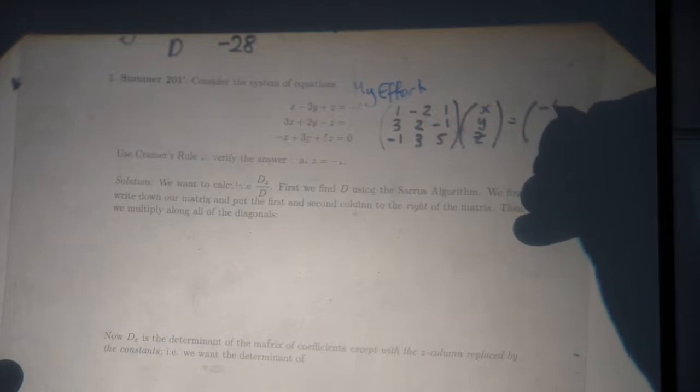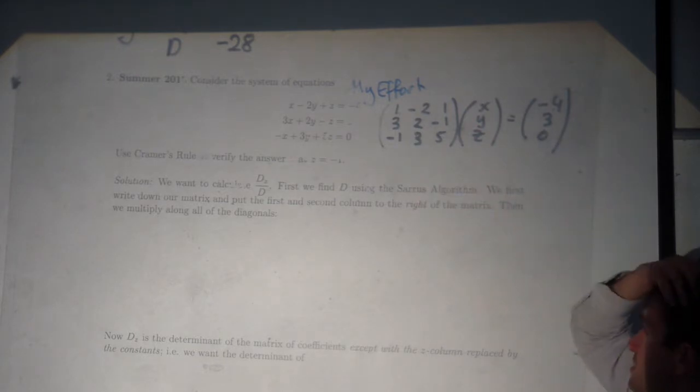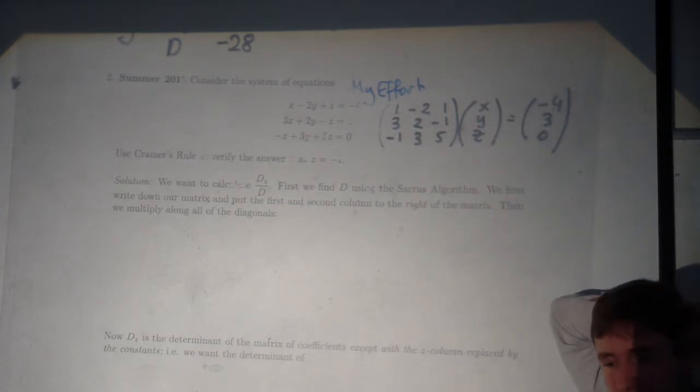So this is 1x minus 2y plus 1z, 3x plus 2y minus 1z, minus 1x plus 3y plus 5z. So write it like that, [x, y, z] equal to [minus 4, 3, 0], as I said I'm going for 3 here. And now this is in the form Ax equals b. In theory you can multiply both sides by A inverse to solve it, but we haven't shown you how to find the inverse of the 3 by 3.